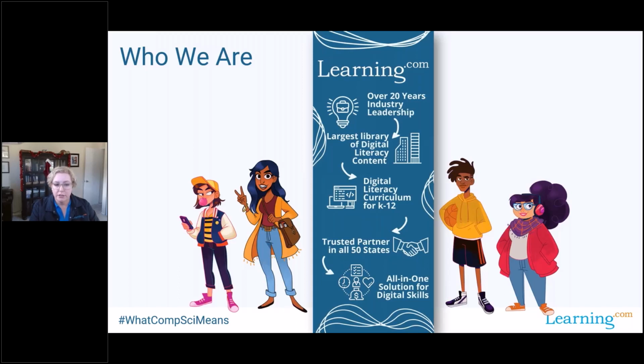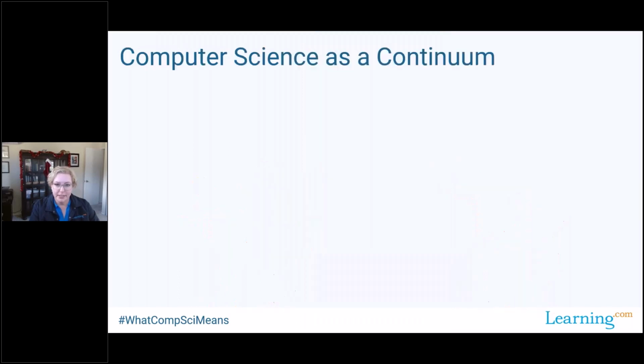Our curriculum covers IT fundamentals and keyboarding, online safety and digital citizenship, including Common Sense Education's content that can be accessed through Learning.com, business applications, coding and computational thinking, and we just started offering cybersecurity curriculum.